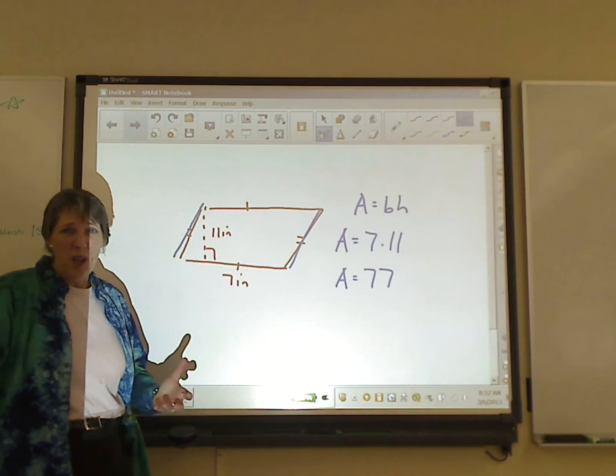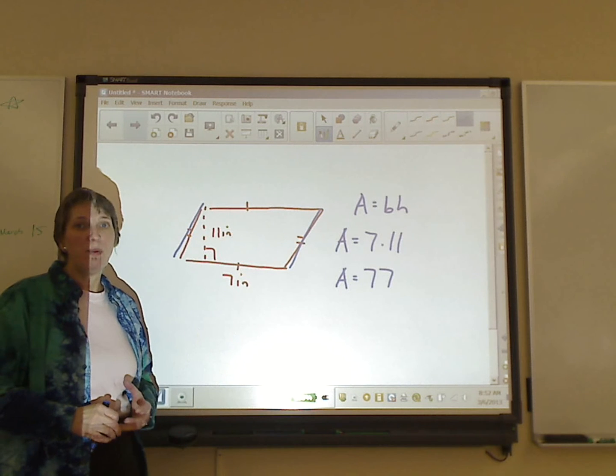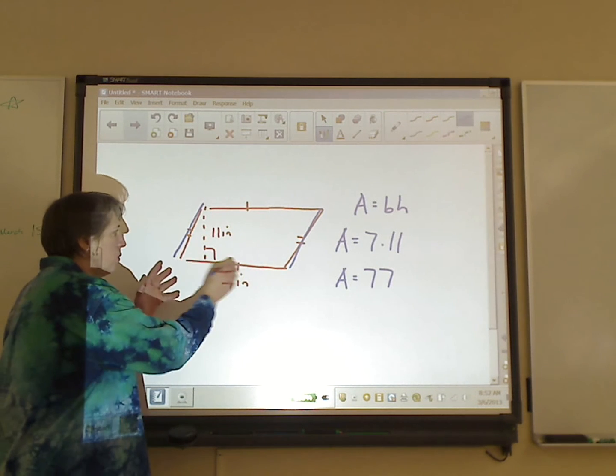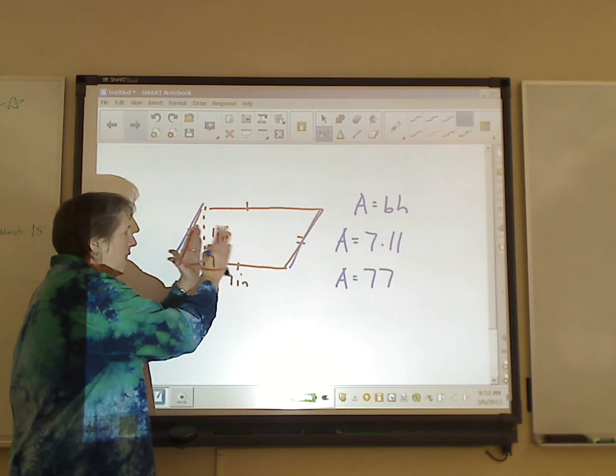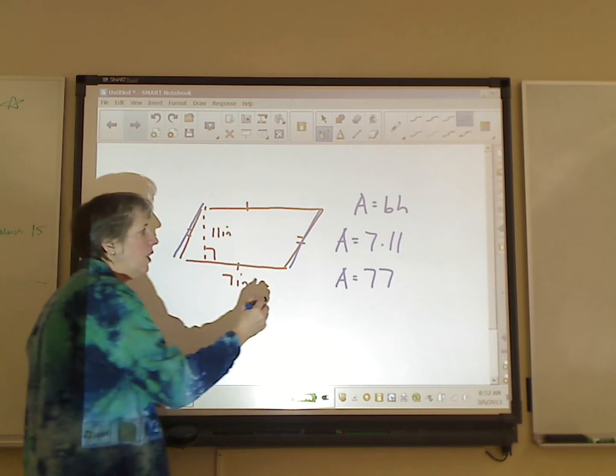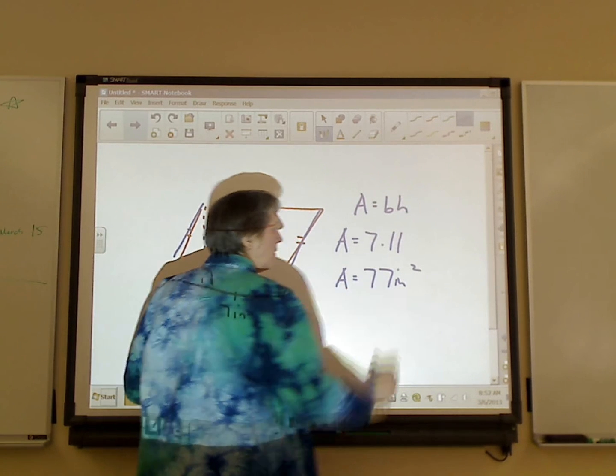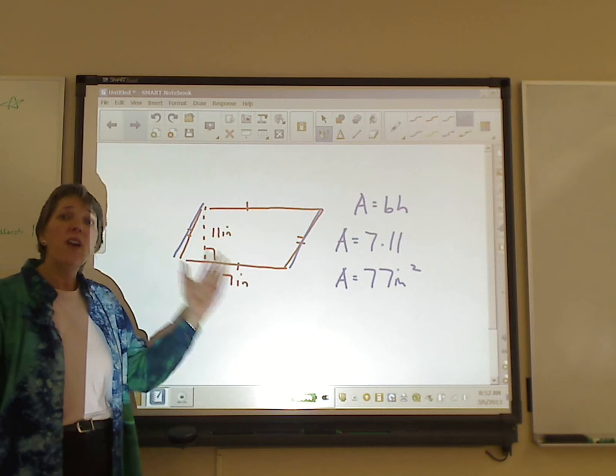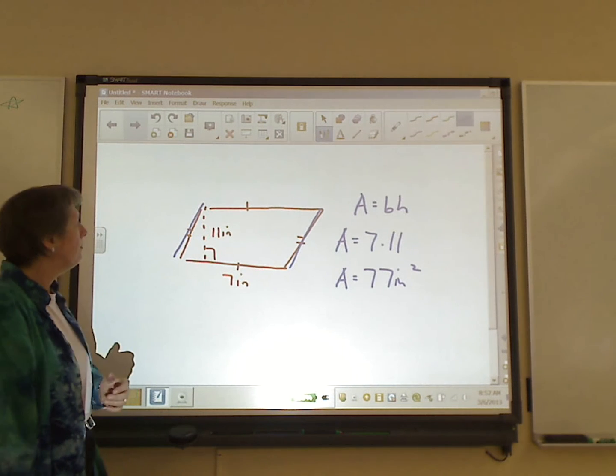But we're not done because it's area and we have to put the units. So we're going this way and making squares. So it's squared inches. Okay? So that's how you find the area of a parallelogram.